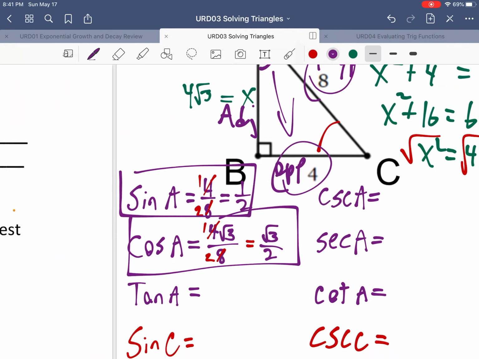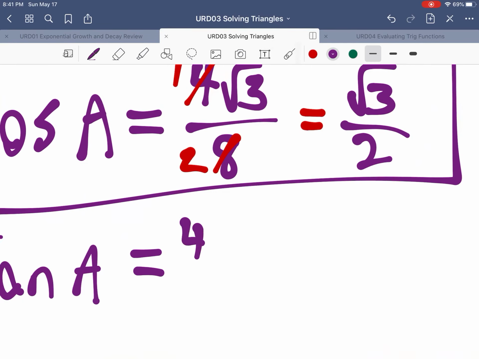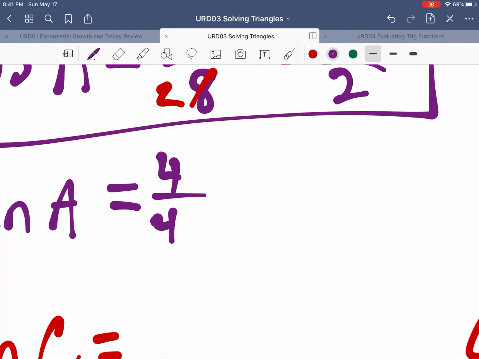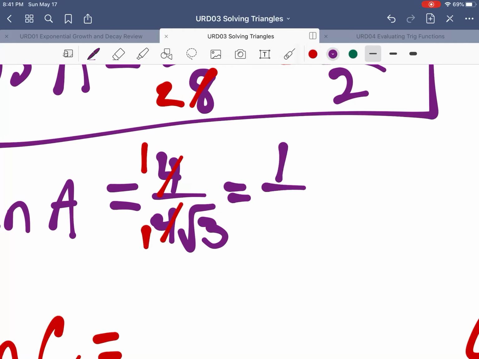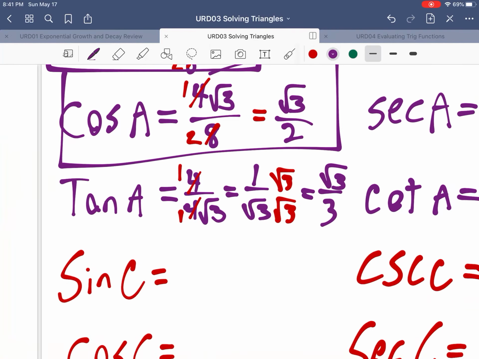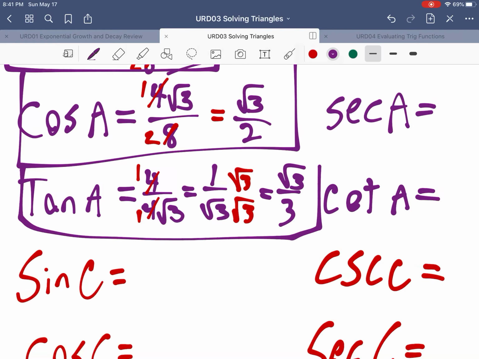And the tangent of A is going to be the opposite, which is 4, divided by the adjacent, which is 4 radical 3. So both of these are divisible by 4, so they're left with 1s, so we're going to be given 1 over radical 3. And the reason I wanted to do this with radicals is to remind you that you cannot have a radical in your denominator. You have to rationalize the denominator, which means to multiply the numerator and denominator by that radical. Now, radical 3 times radical 3 will equal 3. And the numerator, we have 1 times radical 3, which is just radical 3.